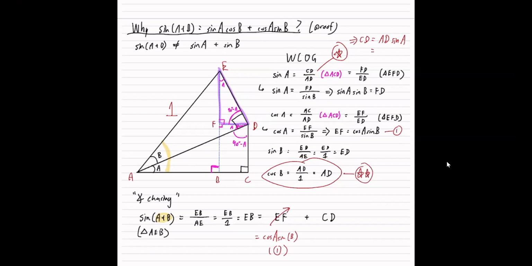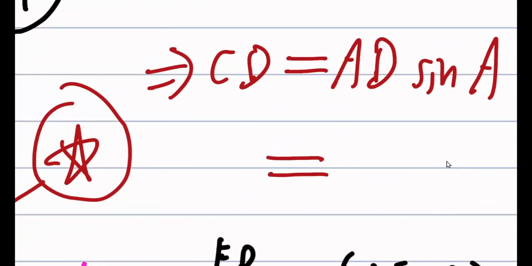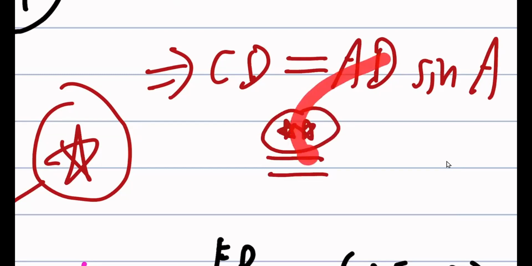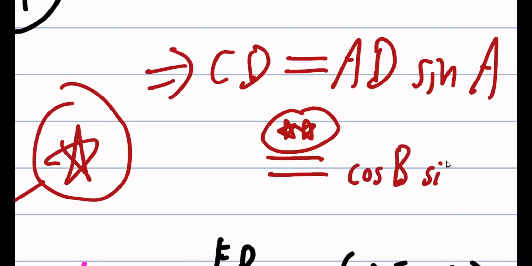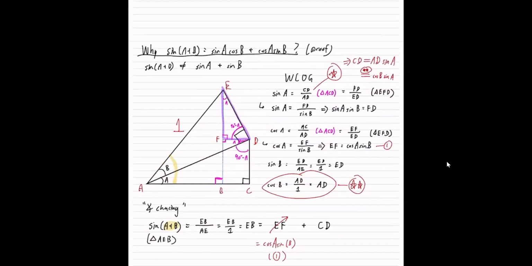Here's how you can present it. Put an equal sign here, then put a super long equal sign here, then on top I draw a double star to say that I am using the double star information, simply replacing the AD with cosine B, sine A. And there we go. CD equals cosine B sine A.